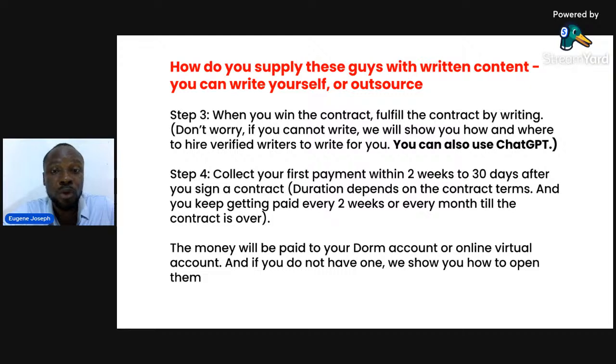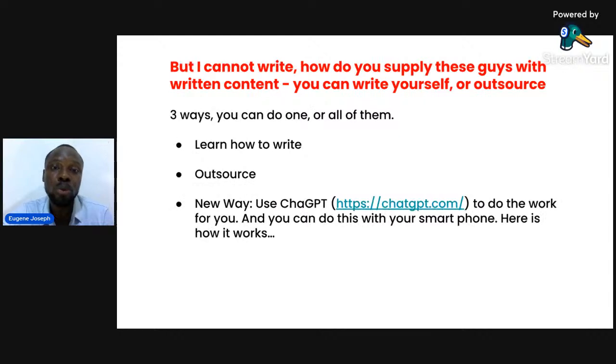And step four, you collect your first payment within 2 weeks to 30 days. Now, most platforms pay within 30 days after they give you a contract and you've started writing for them. So they pay you at the end of every month, and you can withdraw at any time that they pay you. And the money will be paid to your domiciliary account or to your online virtual dollar account. And if you do not have one, don't worry, we'll show you how you can open one.